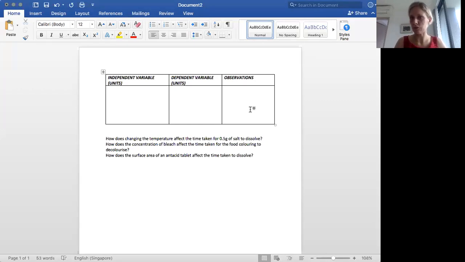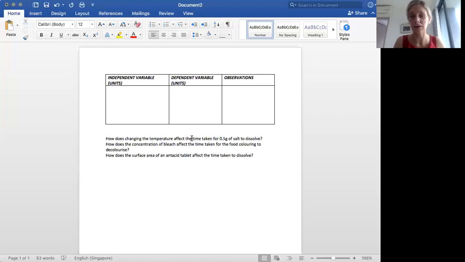So just to make sure we're all quite clear, we've got 3 possible research questions here down the bottom. And your research question, of course, contains your independent variable and your dependent variable, so it should be pretty easy just to put them in the table. So our independent variable in the first one is the temperature. So we would have temperature in degrees Celsius in the first column. And the second is the time taken for 0.5 grams of salt to dissolve.